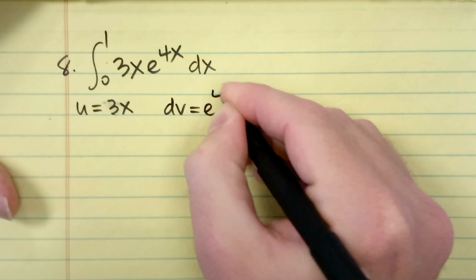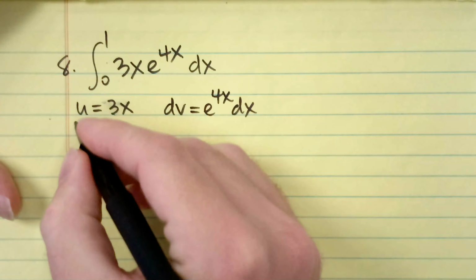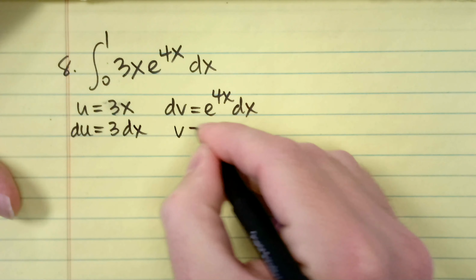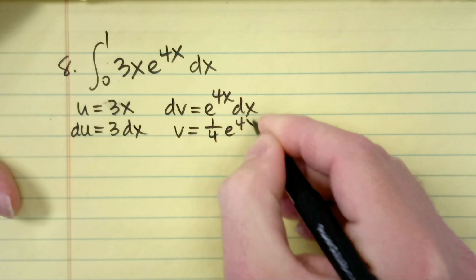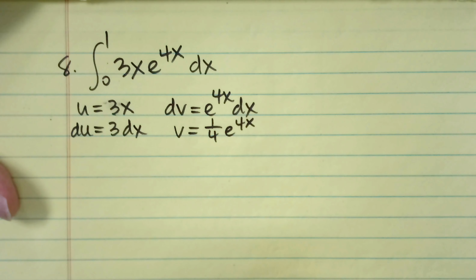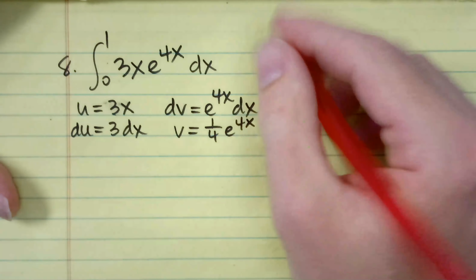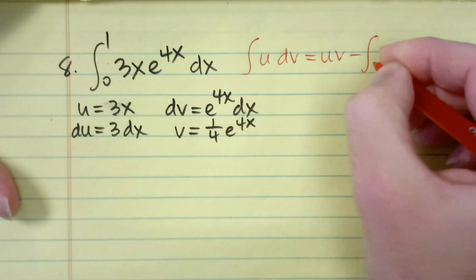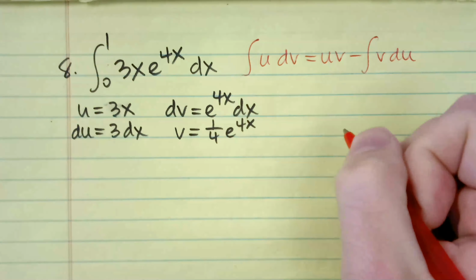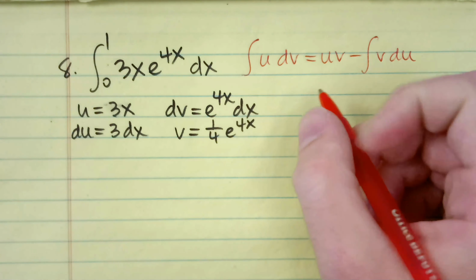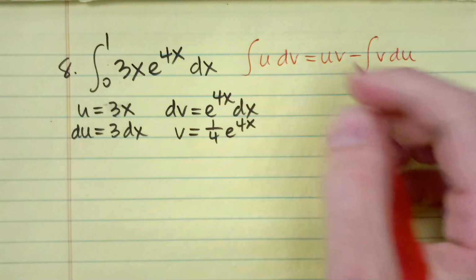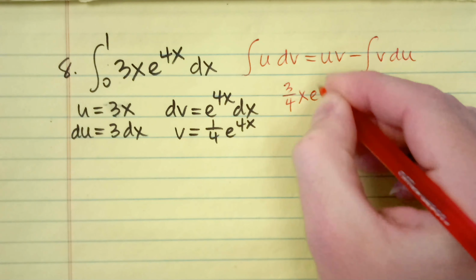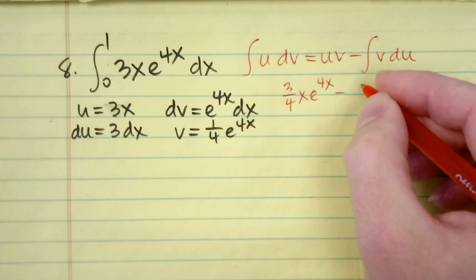So dv is e to the 4x dx. So then du is 3 dx. V is 1/4 e to the 4x. Got to prepare for that chain rule. So over here, the integral of u dv equals u times v minus the integral of v du. I'm going to go ahead and just do the antiderivative work over here in red. So that's uv, 3/4 x e to the 4x, minus an antiderivative for v du.